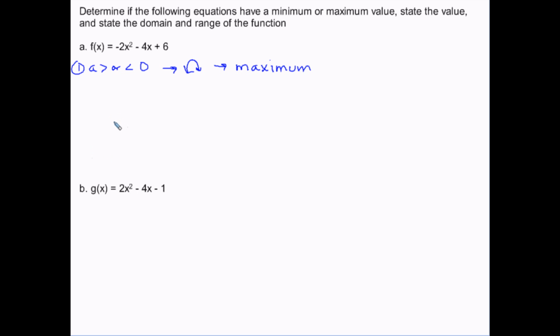Okay. The second thing we want to do is find that vertex, so we're going to use x equals negative b over 2a. So I have negative 4 over 2 times negative 2, so that gives me a negative 1, and then I'm going to plug that in.